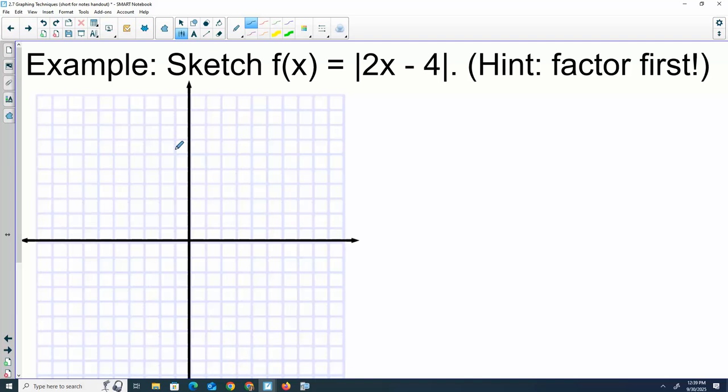This problem, I have a suggestion. The horizontal stretching and shrinking is tricky. If you can rewrite it as a vertical, it's a lot easier to think about. So if you look at that, what could you take out? 2. And can it come outside of the absolute value? The absolute value of 2 is 2, so I could take that out. Oops, maybe x minus 2.